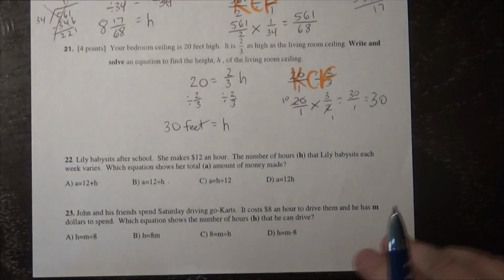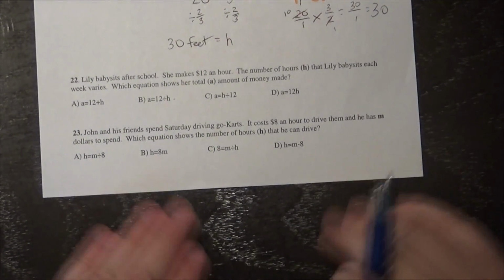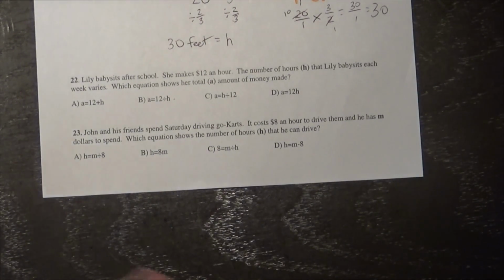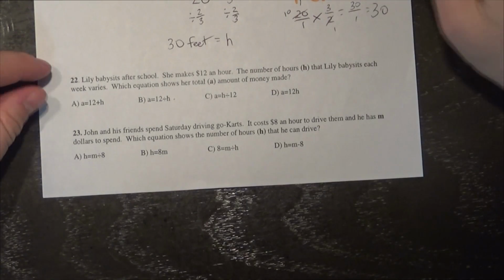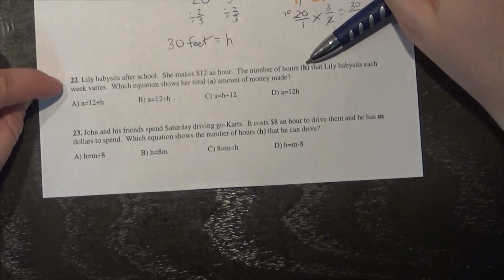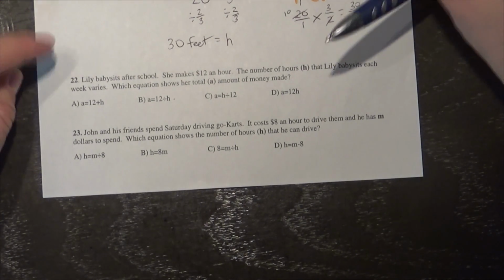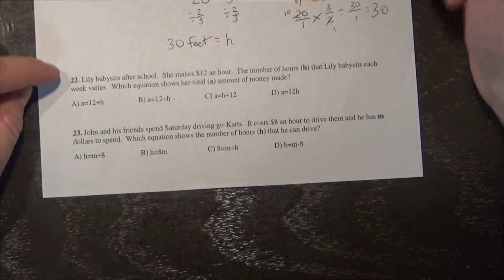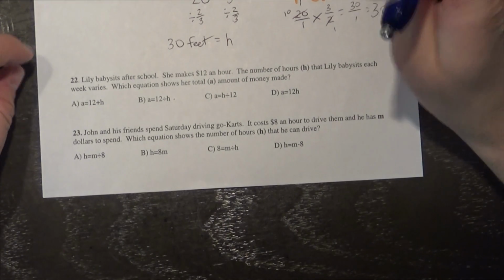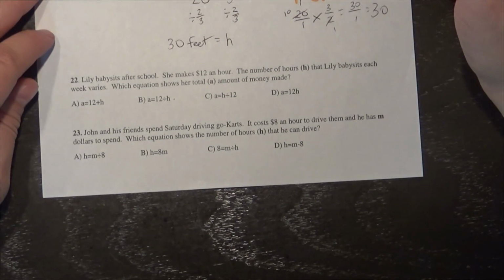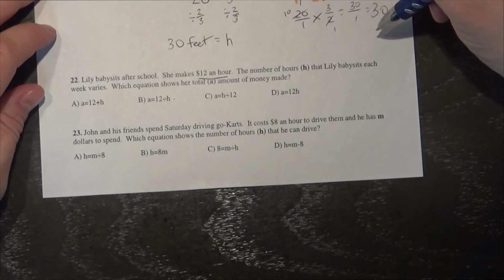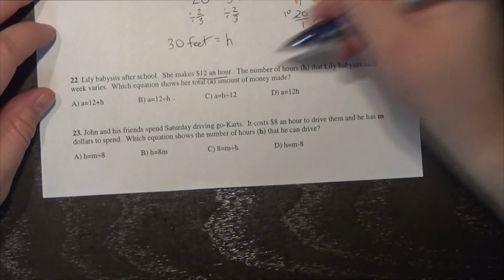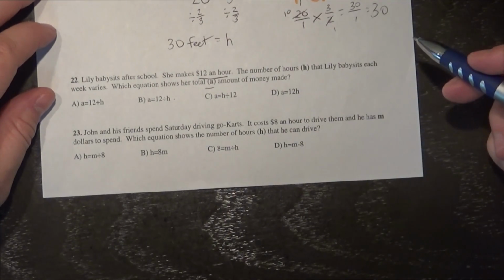All right, moving right along. Next up, we've got a couple multiple choice questions thrown in here. So 22 and 23, we can kind of pair together. We have to read them carefully, think about what they're asking us to do, and then select the option that makes the most sense. So number 22, Lily babysits after school. She makes $12 an hour. The number of hours, h, that Lily babysits each week varies. Which equation shows her total, A, amount of money made?